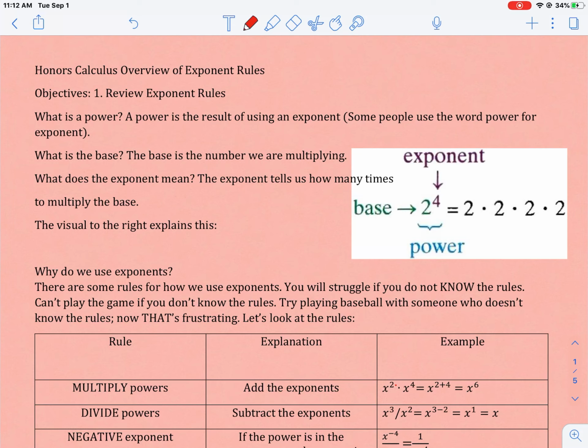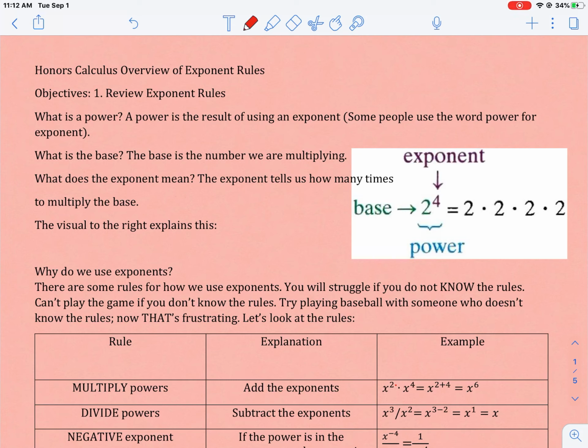All right, so we're just going to review exponents. I'm just going to go over the basic things you need to know. Obviously, I'm not going over it in depth because this is review, but just let me know what you need, and we can work that out.